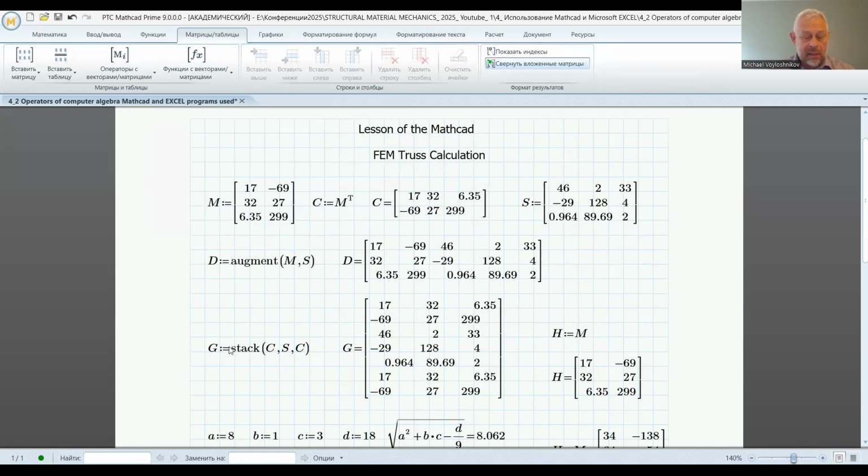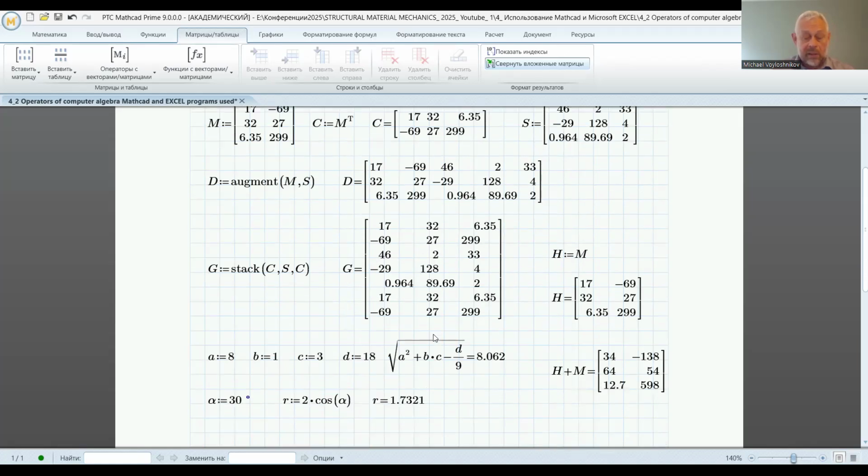What is stack? Stack is also a combining of 2 matrices, but here we combine matrices C, S, and C together. C is the first 2 rows, S the second 2 rows, and C again the last 2 rows. So augment and stack are about the same, but augment combines matrices by columns, and stack combines matrices by adding rows.